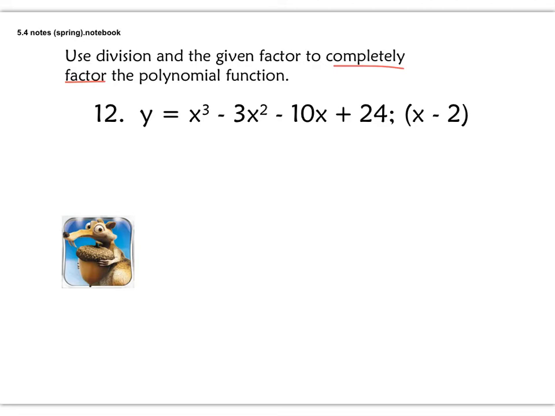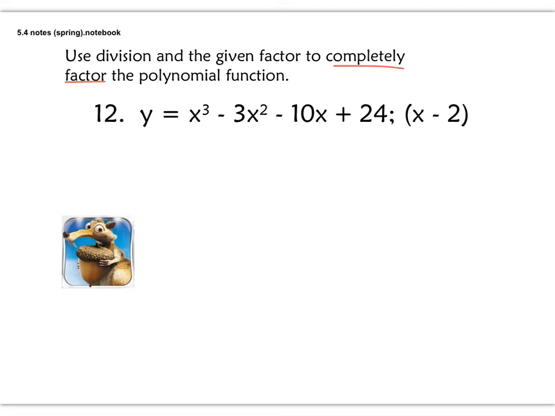Okay, so the problem we're looking at, we have x cubed minus 3x squared minus 10x plus 24. They want us to completely factor that. Now, some of you are probably thinking, it's 4 terms, why don't we just do factor by grouping? Well, let me show you why we can't just do factor by grouping.